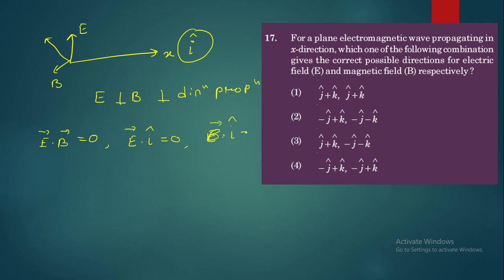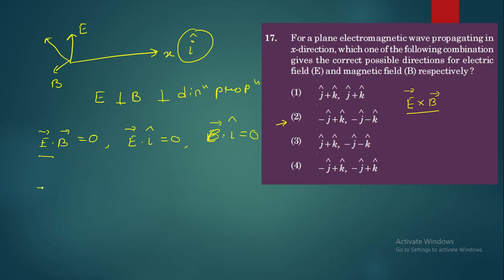Now understand one thing: we can do this using the cross product rule, because the direction of propagation is given by E cross B, but the cross product is always a little tricky in calculation compared with the dot product. So we will calculate with the help of the dot product. We have to check all the options one by one. Since I already know this, the correct option is option 2. Let me calculate this one only.